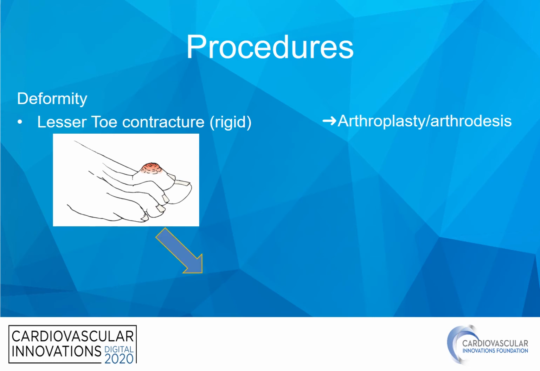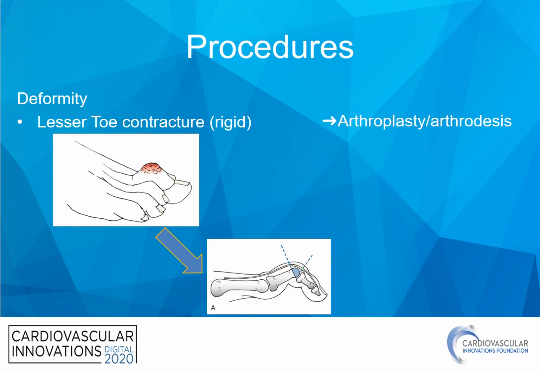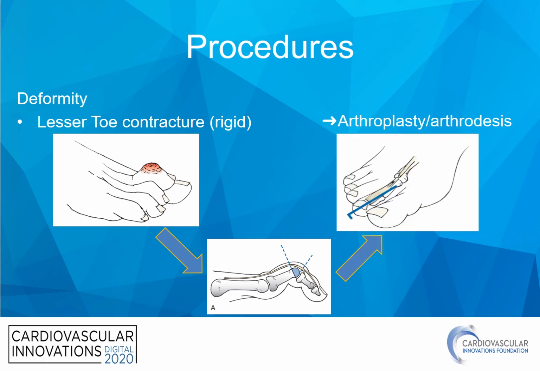So what about a lesser toe contracture? I apologize, I don't have a clinical picture here, but very common to see. The mainstay is ellipsing of the wound, resection of bone underneath, similar to the hallux rigidus, and pinning.